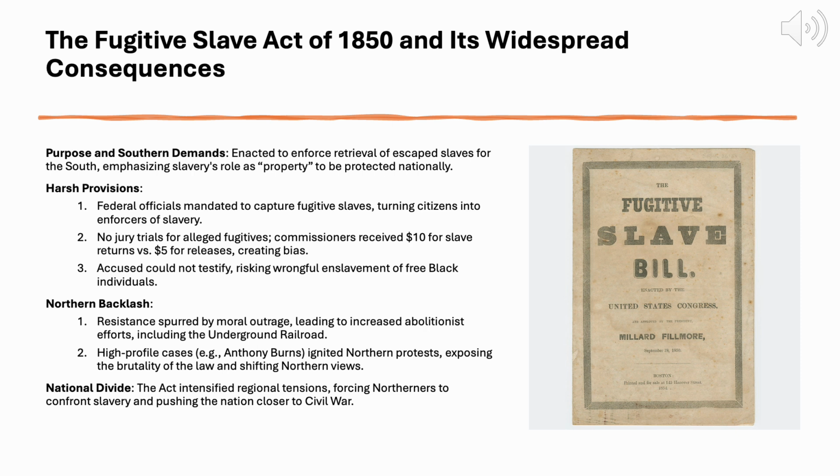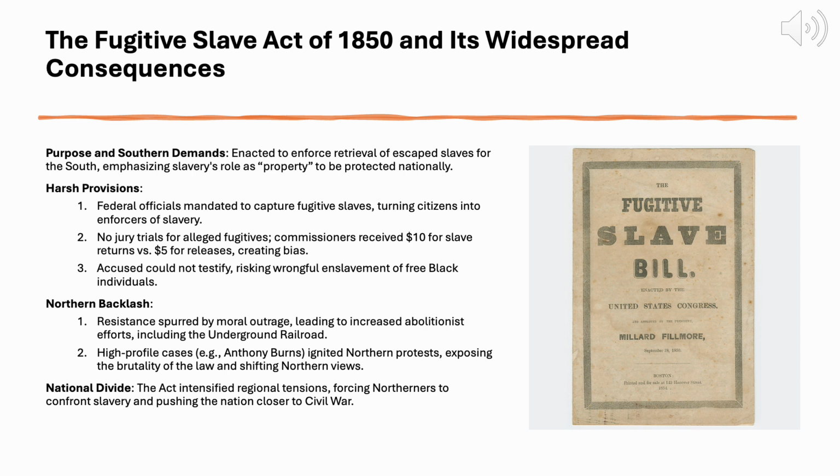Firstly, it empowered federal commissioners to decide the fate of alleged fugitive slaves without the right to a jury trial. Furthermore, these commissioners were paid more for returning slaves than for freeing them. A $10 fee for each slave returned and only $5 if they ruled in favor of the accused fugitive's freedom, creating a financial incentive that skewed the system against black individuals. The act also forbade those accused of being fugitive slaves from testifying on their behalf, leaving them entirely vulnerable to the whim of these officials.